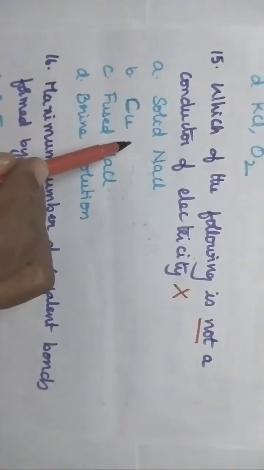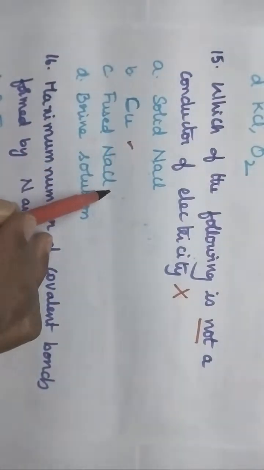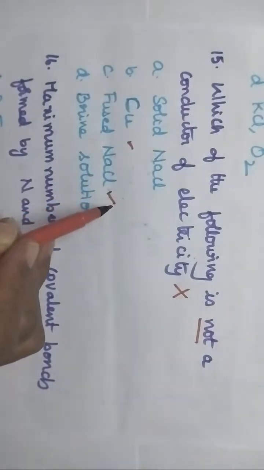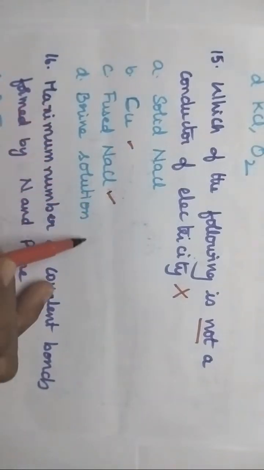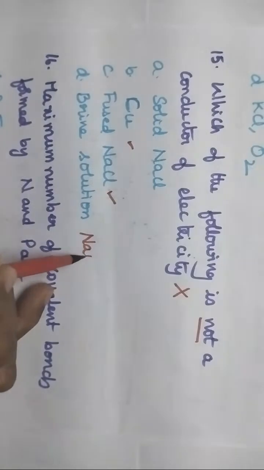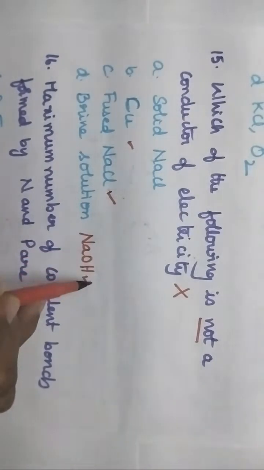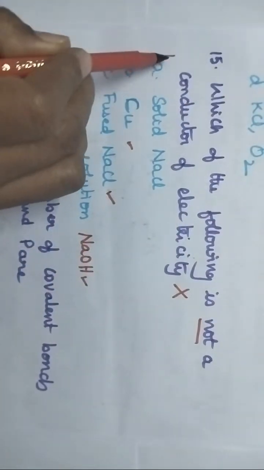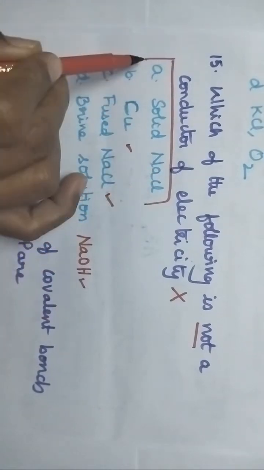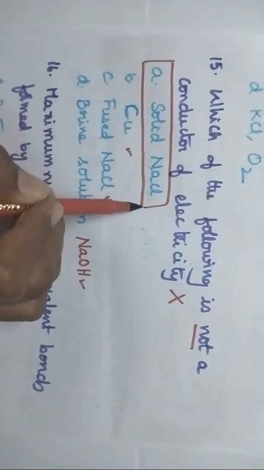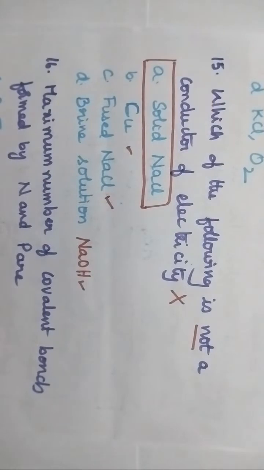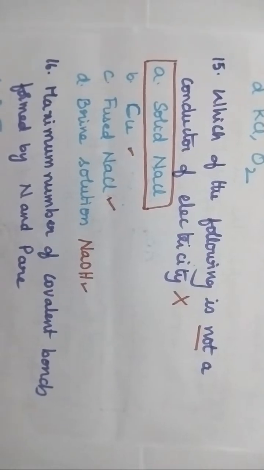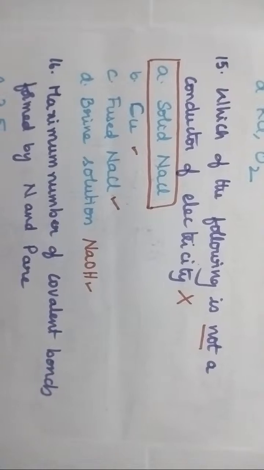So, copper is a conductor. Fused NaCl means it is present in the liquid state. That is also a conductor. Brine solution means a 10% NaCl solution. It is also a conductor. So, NaCl in solid state will not conduct electricity due to the absence of free ions. So, option A is the right answer. Very good, Banu.